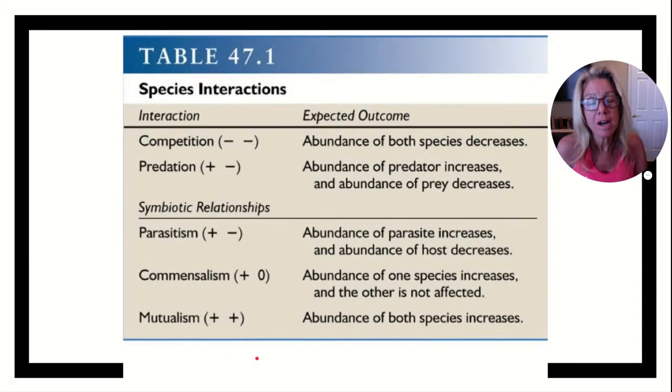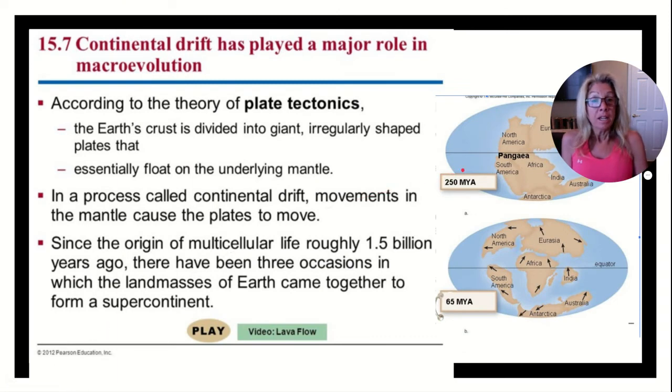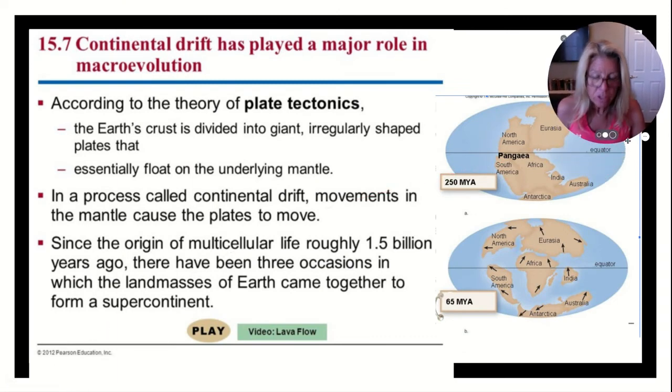So here's a little summary table of that, and feel free to take a screenshot and pop that into your notes if that will help you. And you can see the expected outcome of two different species interacting with each other. All right. Now, continuing on, we're going to move into community development, like how communities develop.